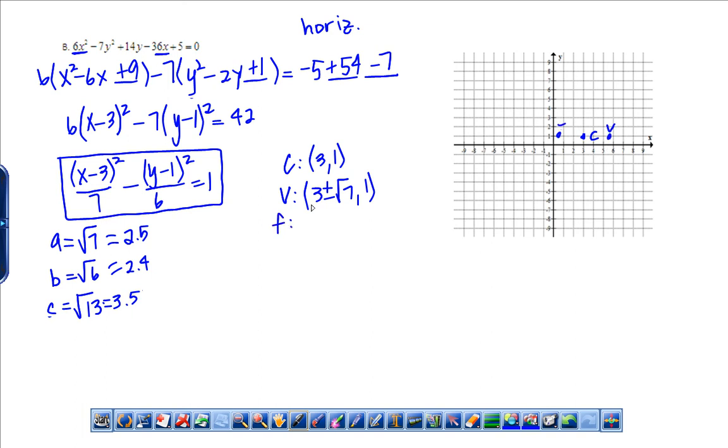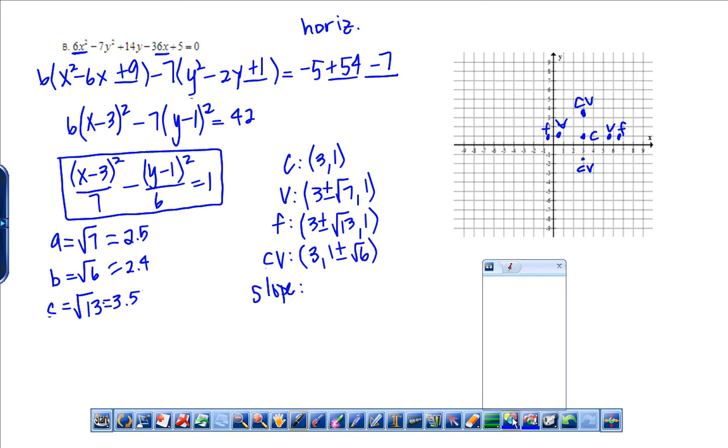Okay, focus. I'm adding it to the front, so this is going to be 3 plus or minus the square root of 13 and 1. Co-vertex is going to be about 2.4, or less than 2.5. So I'm going to add 2.5 and go a little bit less than that. Okay, so it's going to look like 3.5, and then it's going to look like, what, 1.5? And so my co-vertex is going to be 3, 1 plus or minus the square root of 6.